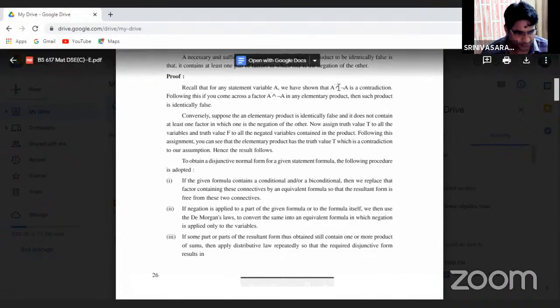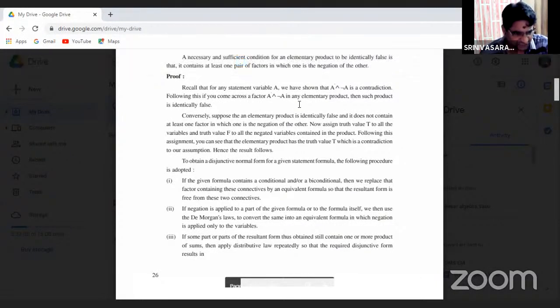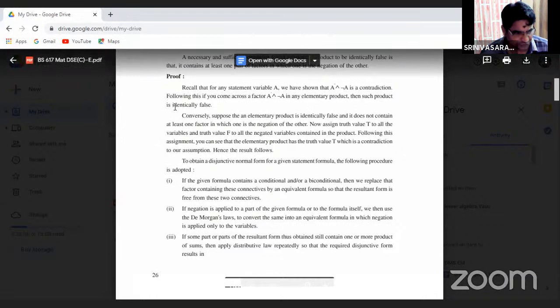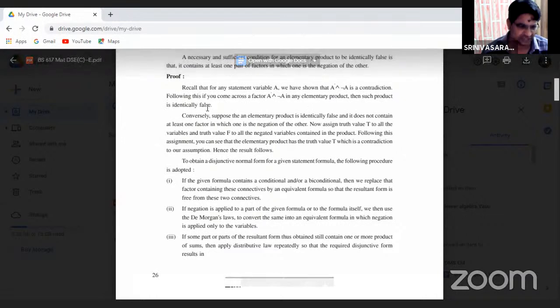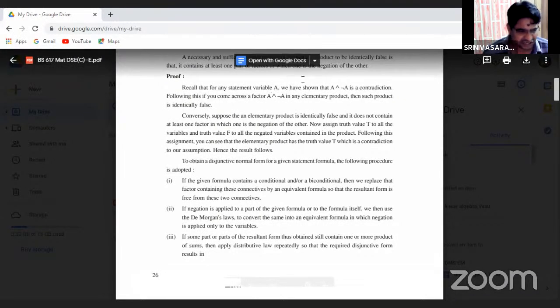Okay. Suppose A and negation A, a contradiction. Now that factor must be expressed in the elementary product. Such a product is an elementary product, and when we take it as an elementary product, that product becomes identically false. So automatically A and negation A, a contradiction, is identically false.